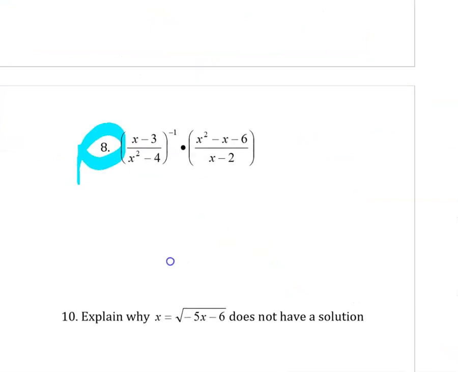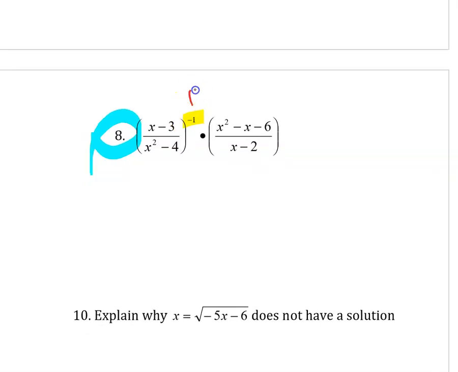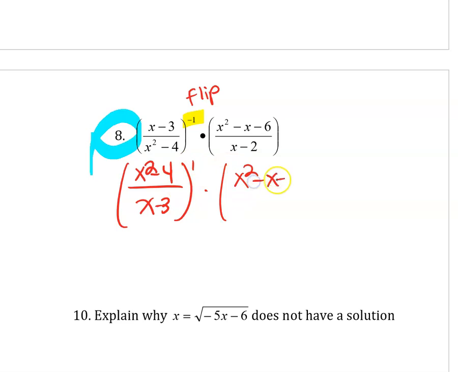All right, coming to question 8. Whenever you see a negative exponent, that means that you will flip the fraction and raise it to the positive 1 instead. So that means this is x squared minus 4 over x minus 3, technically raised to the positive first power, times the second fraction. Now again, anything raised to the first power is itself, so I'm actually just going to erase that positive 1. Now you're set up just to factor and solve.